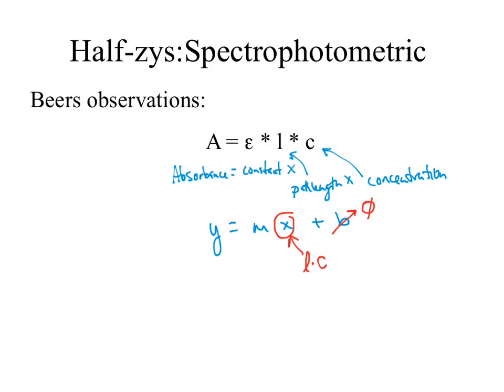Okay? So we can include the path length into our x term. Or we could group it with the constant. It's not going to matter. It just depends on what you want to do. What is m? That would be our epsilon, which I just said was a constant. The more appropriate name for it is the extinction coefficient.